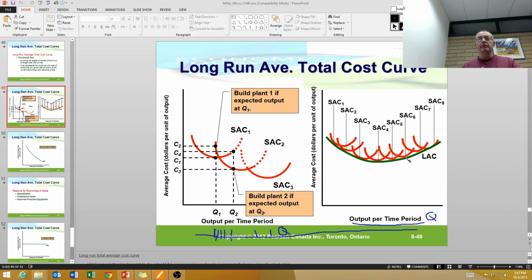So the long-run average total cost curve is simply the line that is tangent to each one of these short-run average cost curves. But when we see this diagram, we have to realize the long-run average cost curve does not touch the minimum point on these short-run average cost curves, except for the short-run average cost curve that's at the very bottom of this U shape. For these other short-run cost curves, it touches slightly on the side.